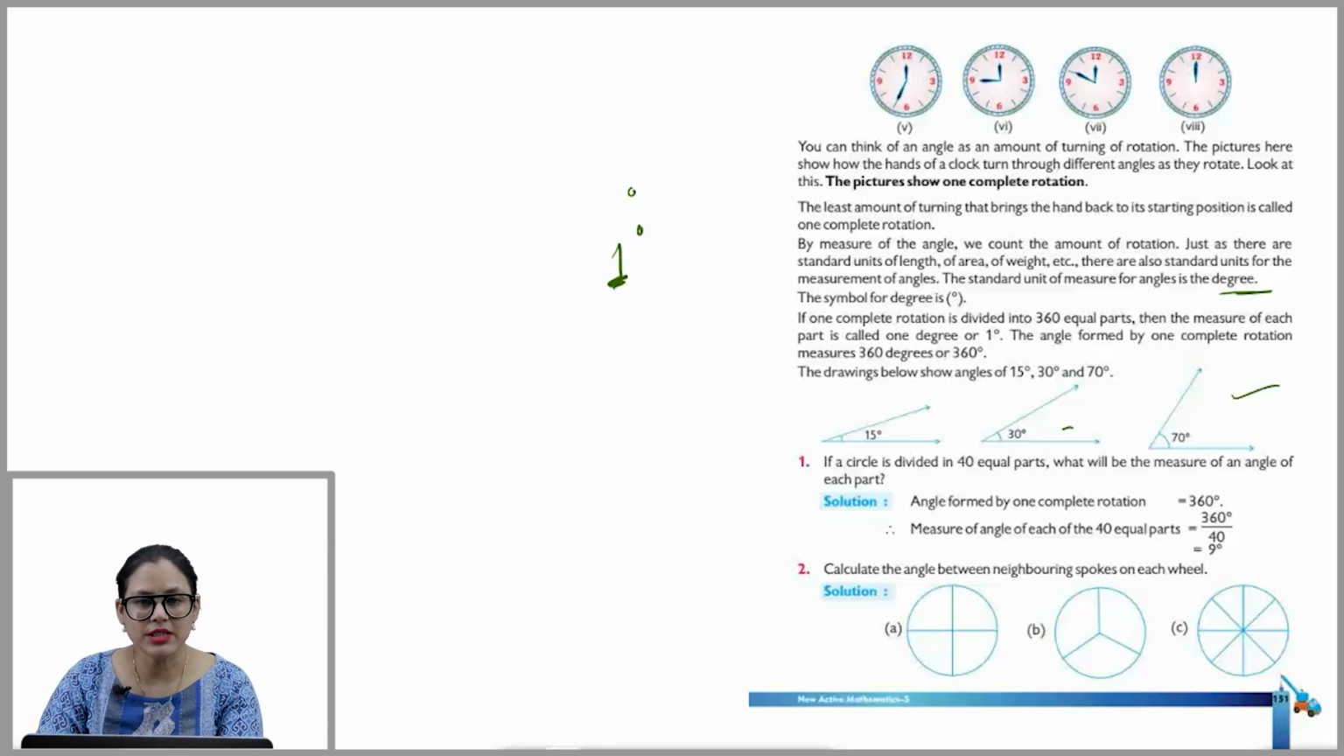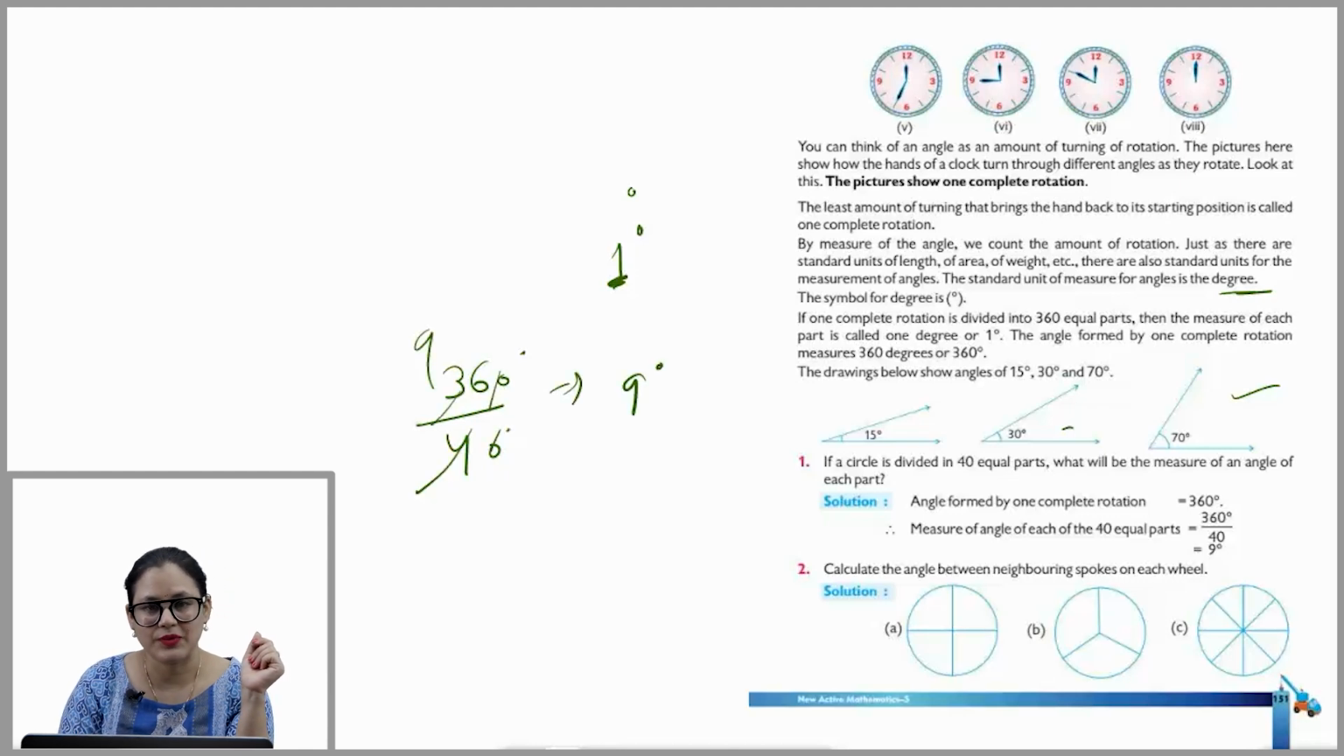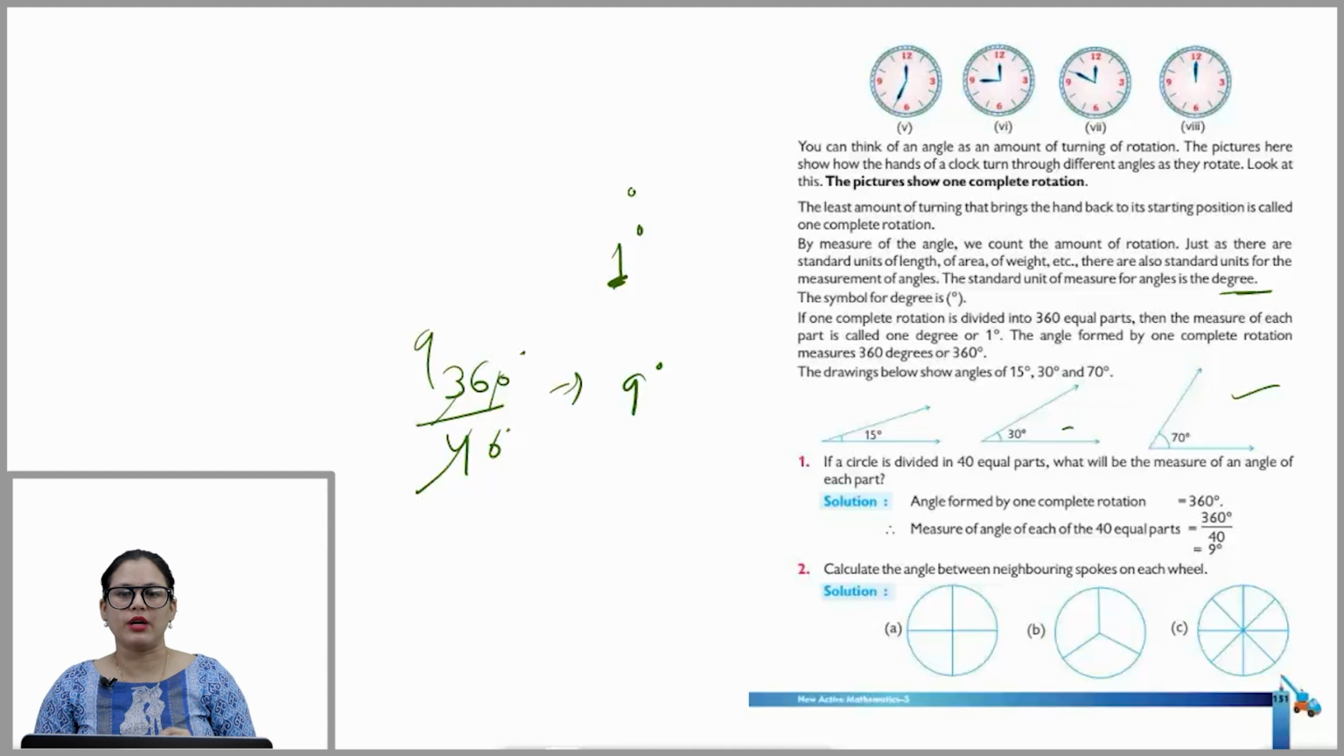Number 1, if a circle is divided into 40 equal parts, what will be the measure of the angle of each part? So what will we do? The angle formed by one complete rotation is 360 degrees. So we will divide 360 degrees by 40. So what will we get? 4 nines are 36, so 9 degrees. That means the measure of the angle of each of the 40 equal parts is 9 degrees.